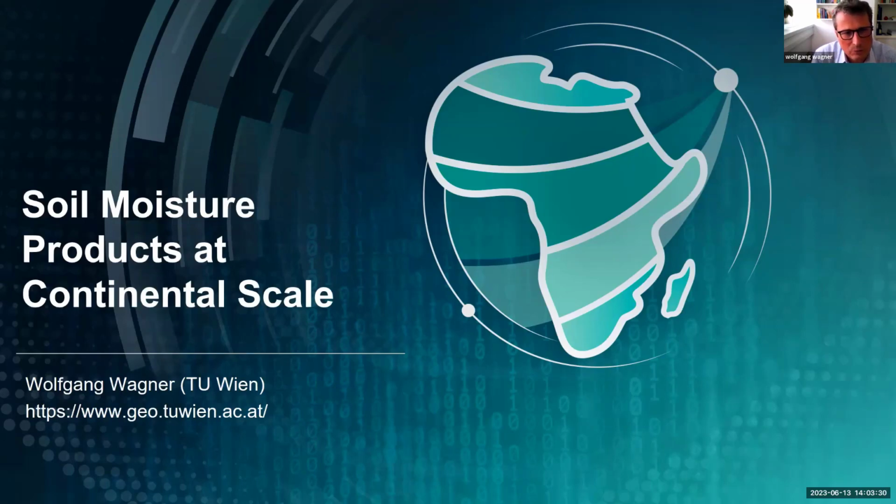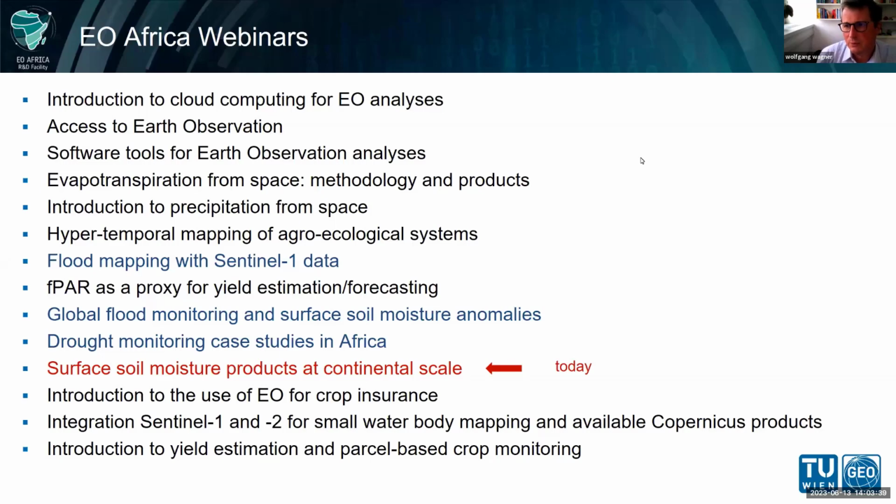So I'll talk about soil moisture products at continental scale. This is a webinar series from the EO for Africa project, with which you're familiar. So just to give an overview of all the different webinars that have been taking place already. You see most of the webinars have already been held, and some of the webinars before also were held by our team at TU Wien.